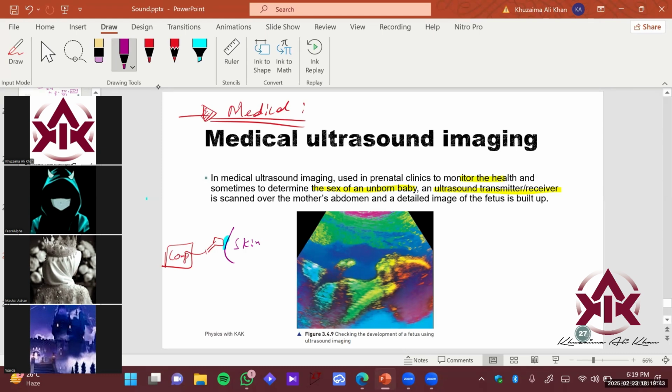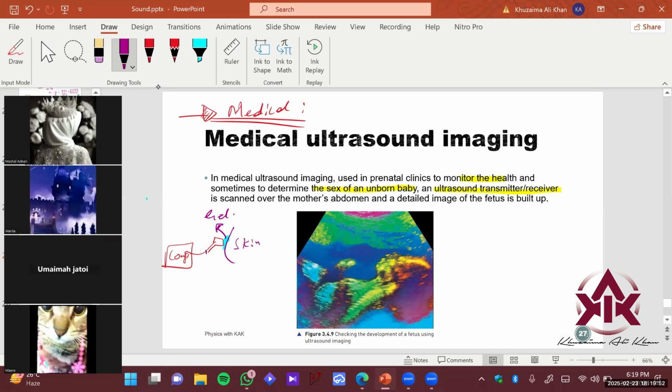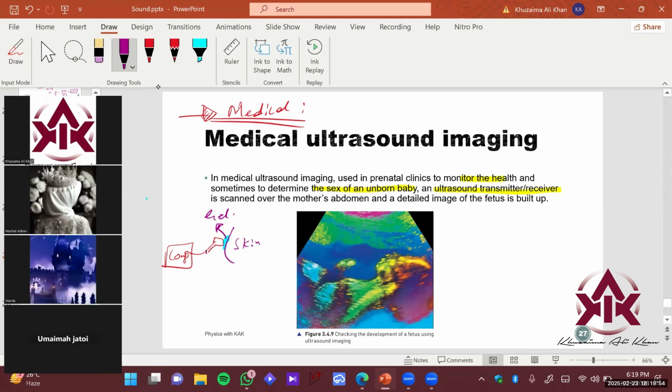So why do we apply gel? We apply gel so that the ultrasound wave goes completely inside the skin and does not bounce off and go back to the surroundings. And this computer notes down the reflected ultrasound waves which came back from the different parts of the body. Okay, so this is the end of the chapter.